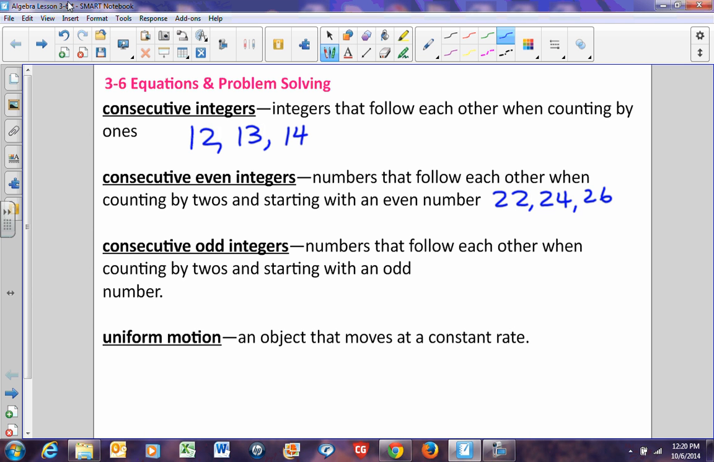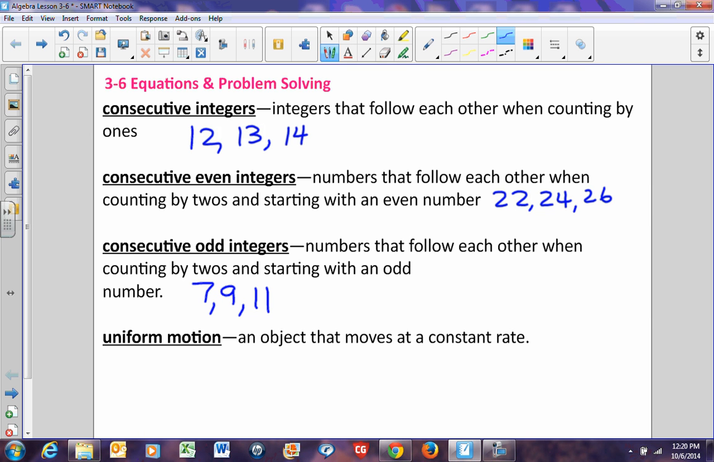Consecutive odd integers are numbers that follow each other when counting by 2s and starting with an odd number. So if I start with an odd number like, say 7, I would have 7, I would have 9, and then I would have 11. You'll notice you also are skipping 2. You're counting by 2s. 7 plus 2 is 9, 9 plus 2 is 11, 11 plus 2 would be 13. So consecutive even integers and consecutive odd integers are always 2 numbers apart. The difference is in consecutive even integers, you start with an even number, and in consecutive odd numbers, you start with an odd number.